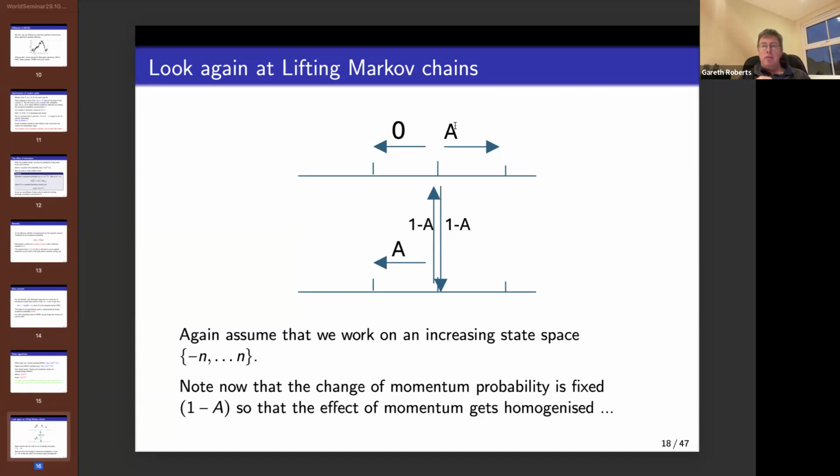Well, to recall, in the Diaconis, Holmes, and Neal example, we set A to be 1 minus 1 over n. But if I just fix A to be some number, maybe quite close to 1, but just fix it to be some number, I can still look at what the asymptotic behavior of this will be like. Well, if A is close to 1, what will happen?